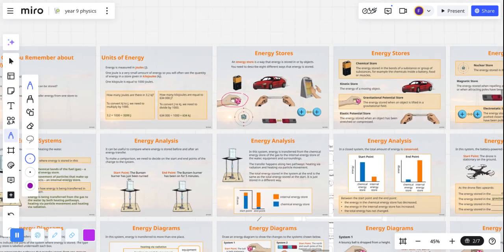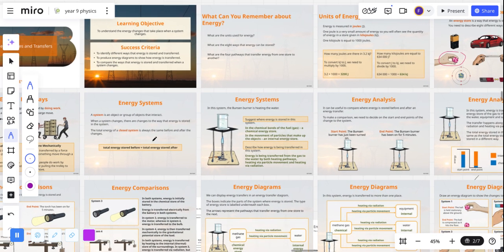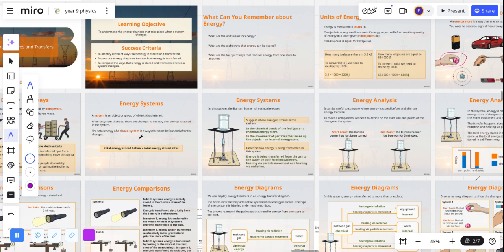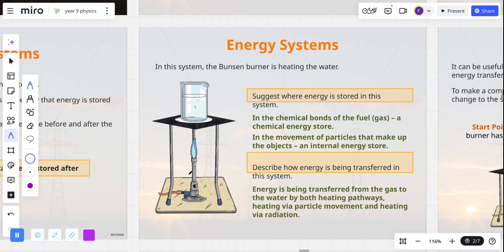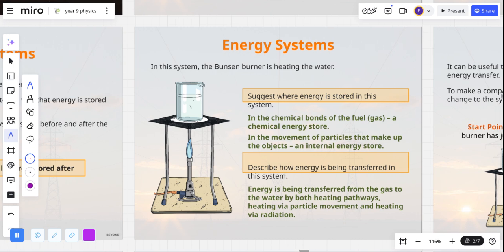All right, so we have systems. Whatever energy is inside a system is the same coming out of the system. Here we've got a system, the Bunsen burner, which contains chemical energy. It is transferring heat energy by both convection, particle transfer, and radiation. That's the transfer pathway. The chemical store and the thermal store, they're the energy stores. The pathway is the heat transfer pathway.